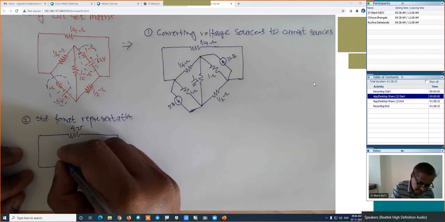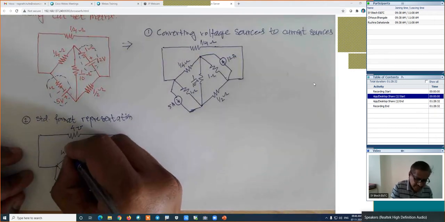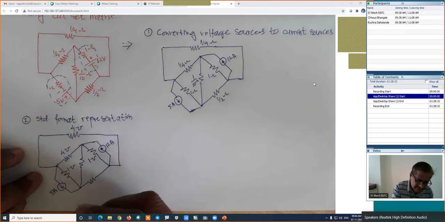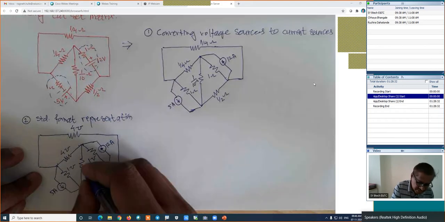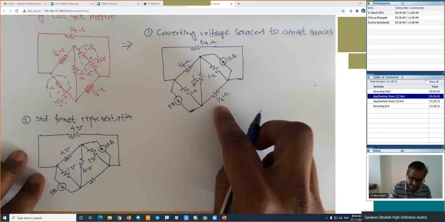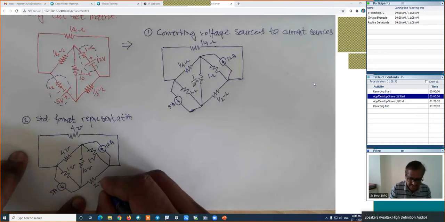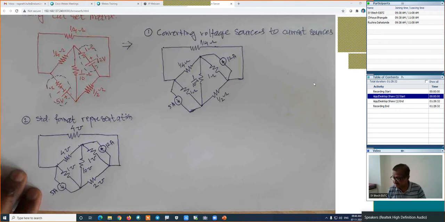This value will be 4 mho. This is again 1 mho. And this value, 1 upon 10 ohm, will become 10 mho, the conductance of that branch. And finally, 1 upon 2 ohm will become 2 mho. These are the representations. Is it right?